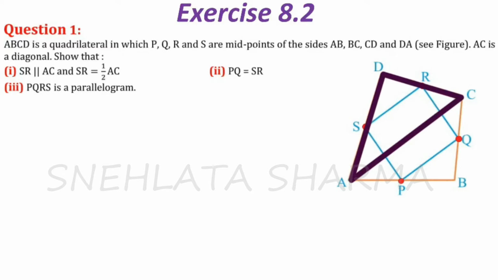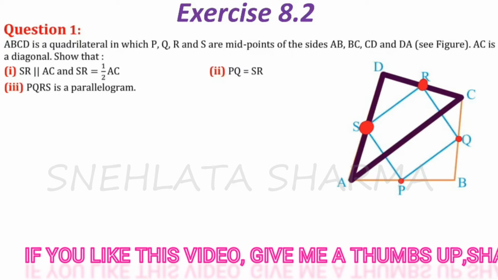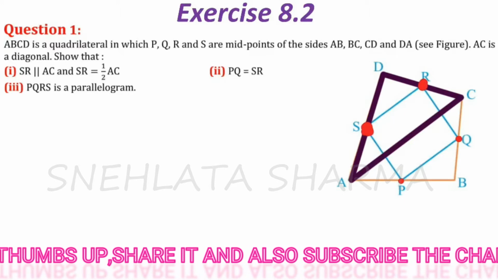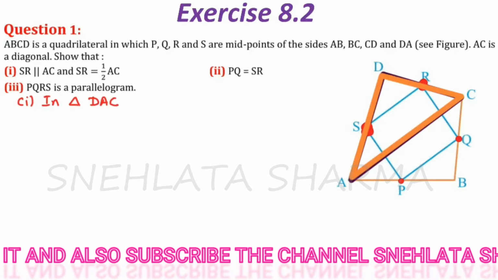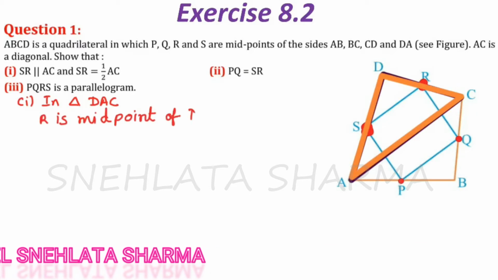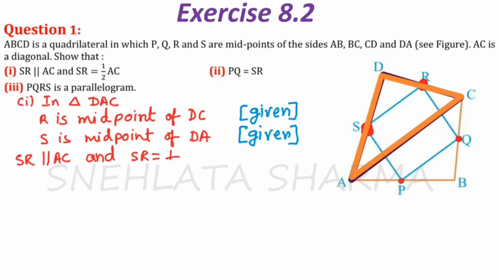In triangle DAC, we have R is the midpoint of DC and S is midpoint of DA. Thus, by midpoint theorem, SR is parallel to AC and SR is equal to half of AC. Let's write all this. In triangle DAC, R is midpoint of DC, this is given. S is midpoint of DA, this is also given. Thus, by midpoint theorem, we have SR is parallel to AC and SR is equal to half of AC. इसको फिगर में देखिए, SR is parallel to AC.